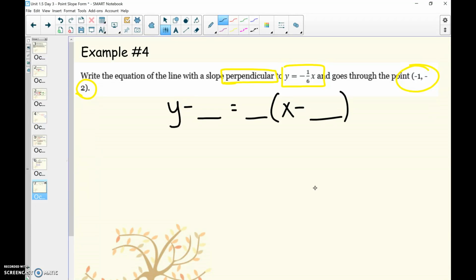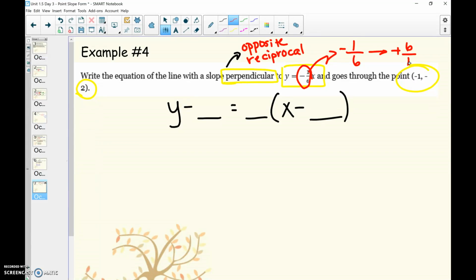So perpendicular, remember, it's not the same slope. This is when lines cross at a 90-degree angle, but it also is when their slopes are opposite reciprocals. That means that if this slope is -1/6, I need to not only change the sign to positive, but I also have to flip the numbers, which makes it 6/1, or if I just simplify it, it's just 6, just the number 6. So 6 is going to go there.